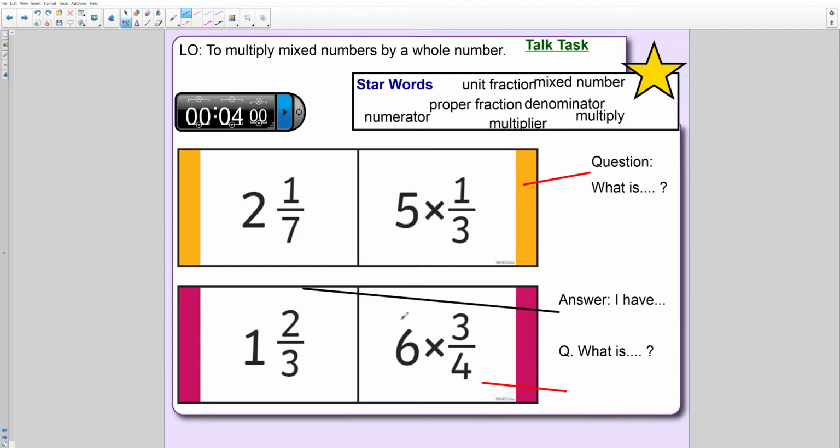And what's an answer that could go with these ones? So with something like this, if we got 2 and 1/7, you can have something along the lines of, if I've got 2 pizzas and 1/7, it could be something like that. For this one as well, maybe I've got 5 lots of 5 slices of pizza. If the pizzas are, going back to the pizza model, 1/3.